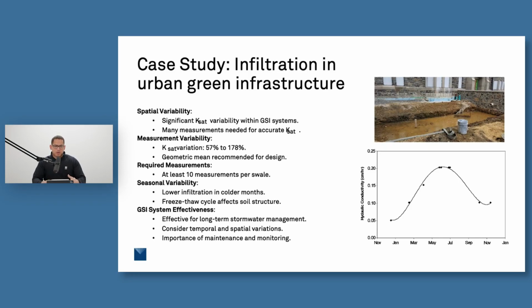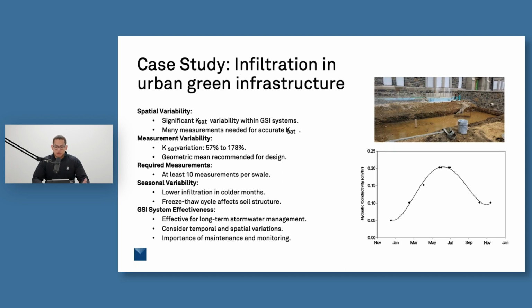So let's just dive into an example. One example they give is measurements taken from various GSI systems showed coefficients of variation ranging from 57% to 178%. So really wide ranges of coefficients of variation, telling us that there's a lot of variability in hydraulic conductivity across the site. Again, we see this in natural systems as well. This emphasizes the need for multiple measurements at different locations within GSI systems to accurately characterize their infiltration capacity.